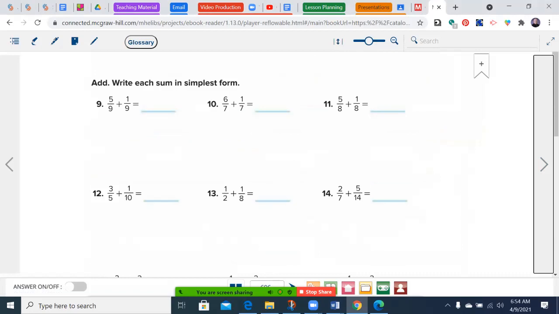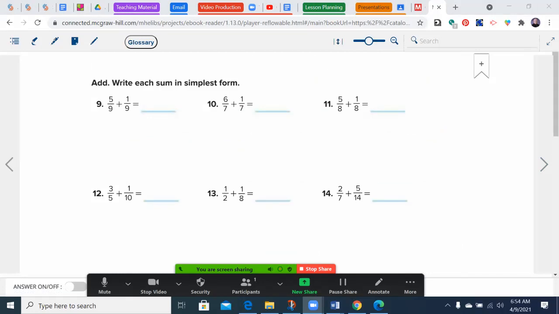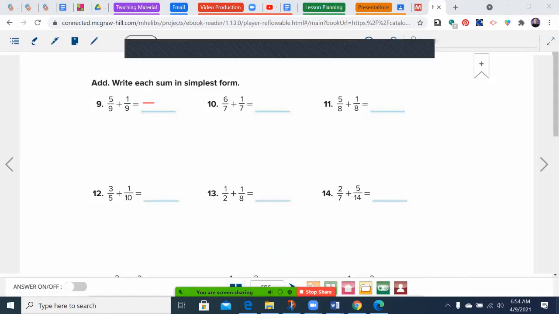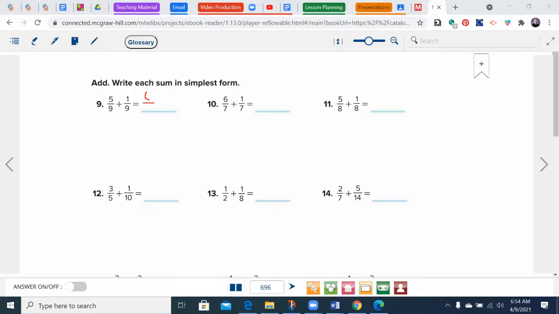All right, I'm going to go ahead and do numbers 9 and 10, and I'll assign you to do 2. Number 9. So we have here 5 plus 1 is 6. 9 plus 9. Ooh, we don't add those. Don't make your teacher upset there. I have 6 ninths, but I need it in simplest form. And I happen to realize that the greatest common factor of 6 and 9 is 3.